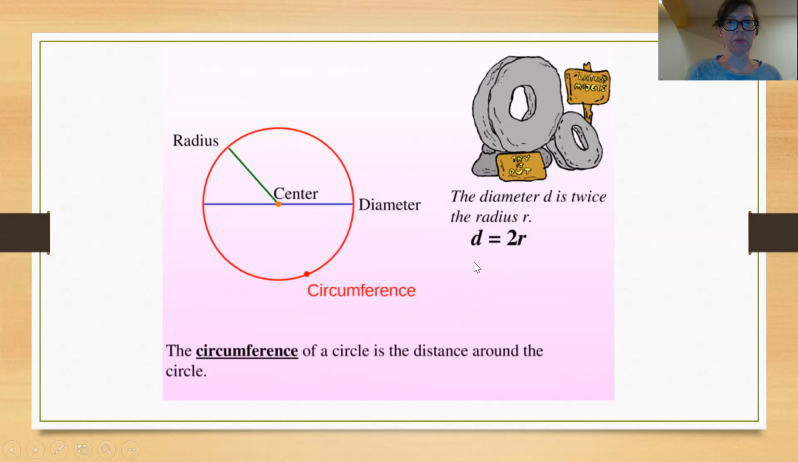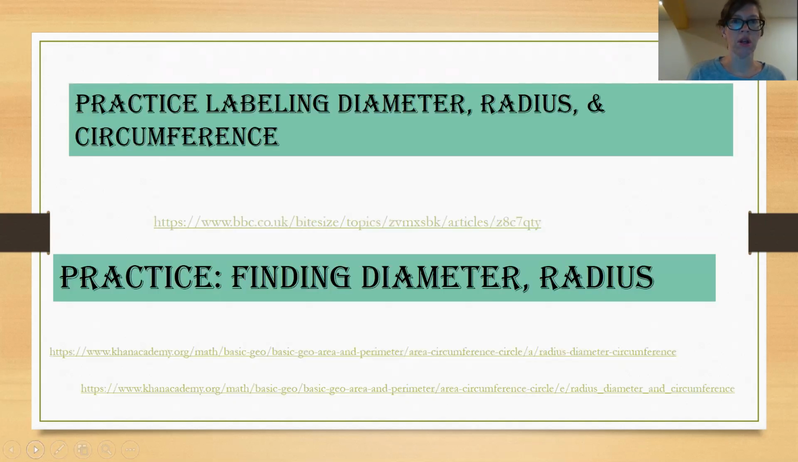All right, so we're going to be focusing mostly today on finding the diameter and the radius. The diameter, represented by d, is twice the radius r, so d equals 2 times r. All right, now we're going to practice labeling diameter, radius, and circumference.